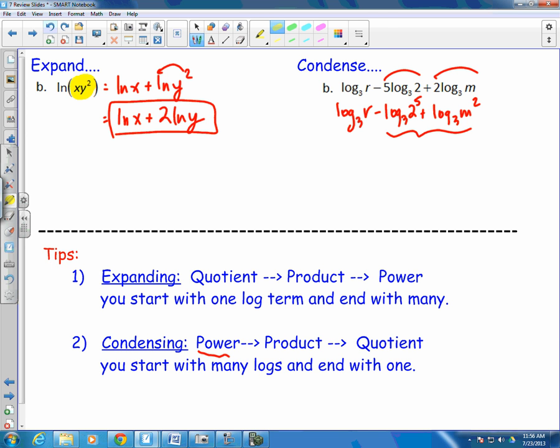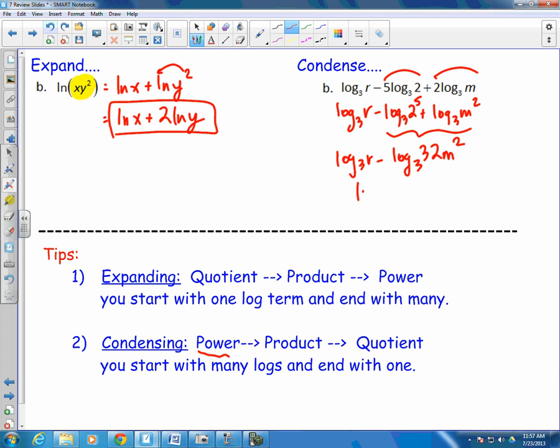I'm going to do products first. So if you see plus between, you bring those things together with multiplication. So it's going to be 2 to the 5th, which is 32. So again, I'm just changing 2 to the 5th and setting it equal to 32. And it's going to be m to the second.